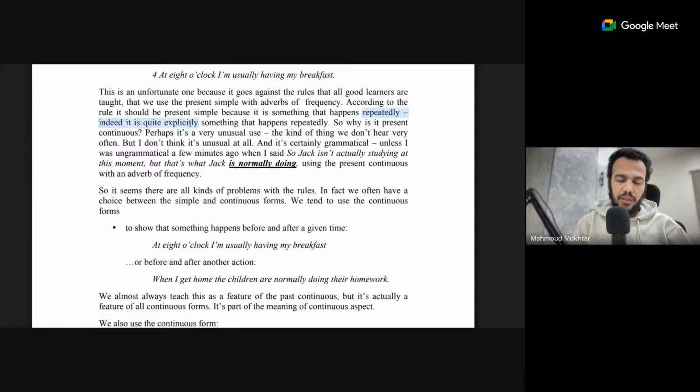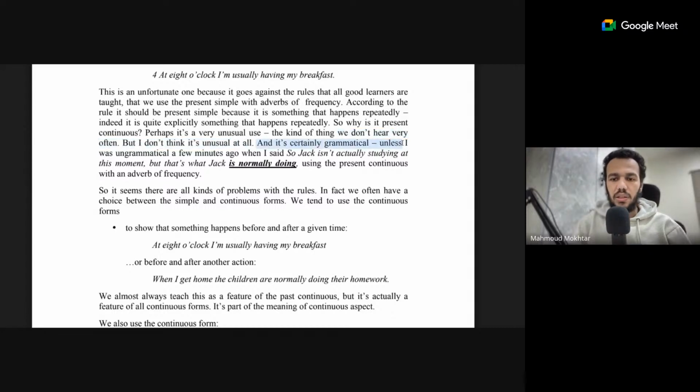Indeed, it's quite explicitly something that happens repeatedly. So why is it present continuous? Perhaps it's a very unusual use, the kind of thing we don't hear very often. But I don't think it is unusual at all.